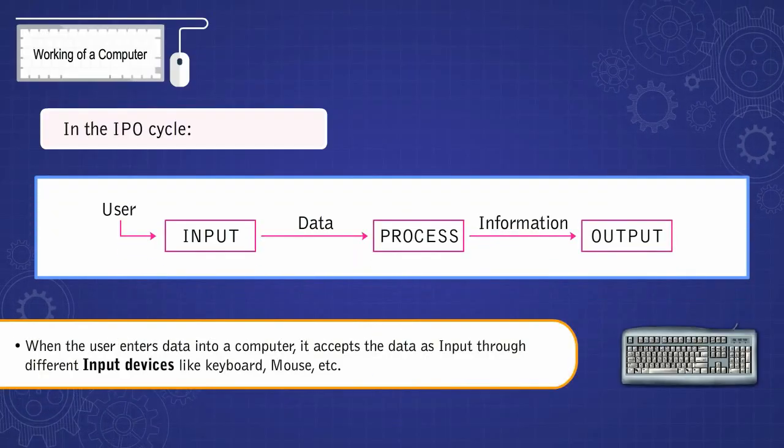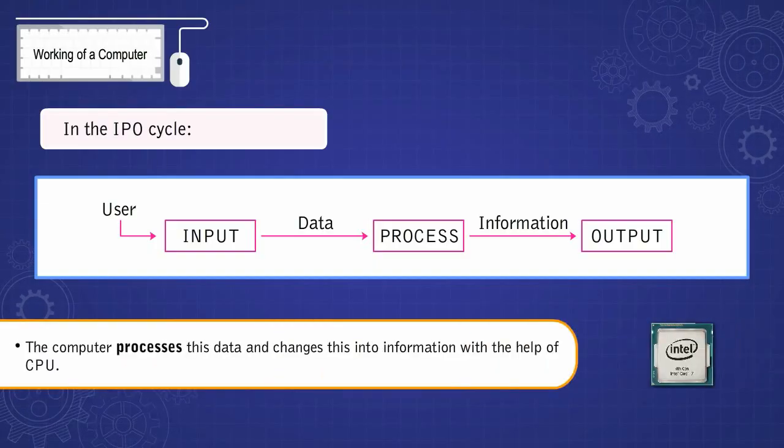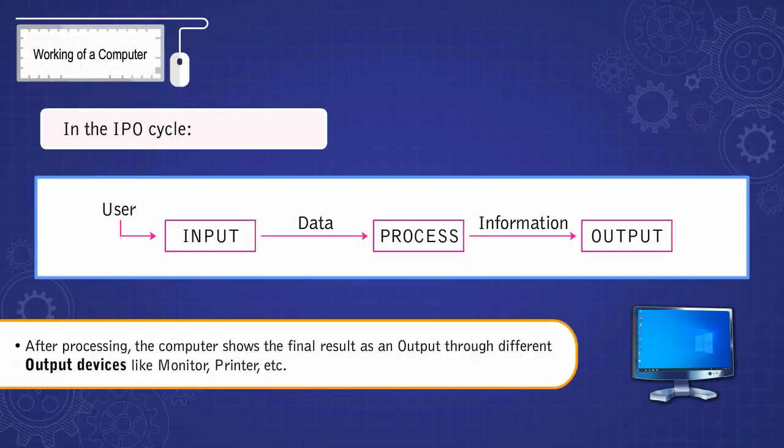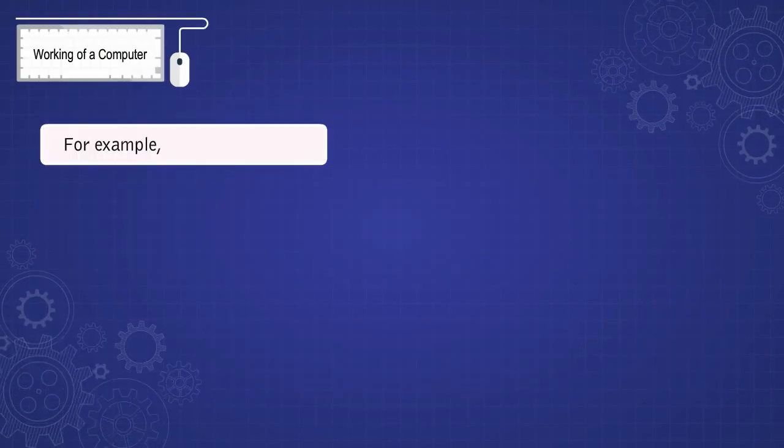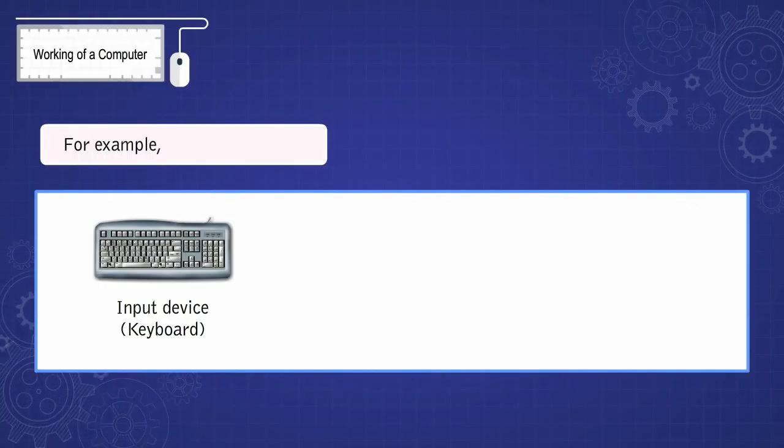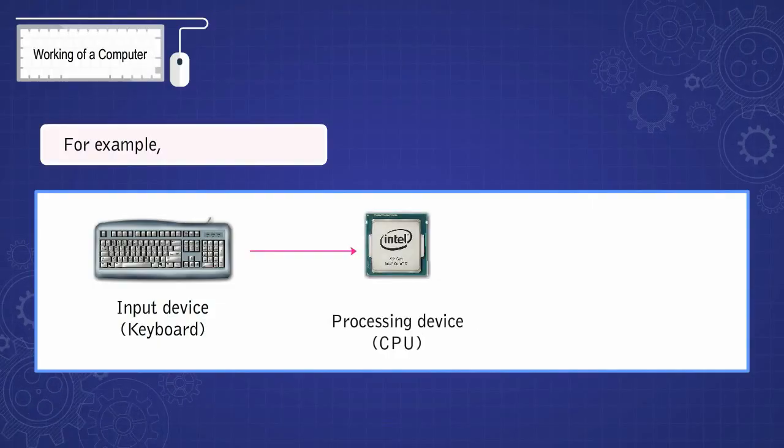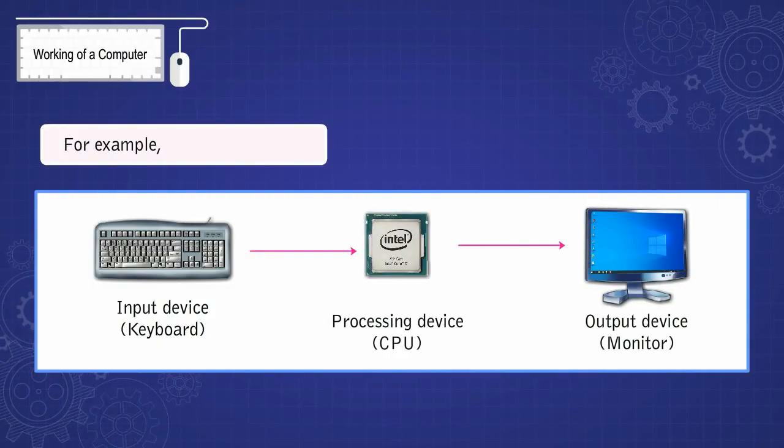When the user enters data into a computer, it accepts the data as input through different input devices like keyboard, mouse, etc. The computer processes this data and changes this into information with the help of CPU. After processing, the computer shows the final result as an output through different output devices like monitor, printer, etc. For example, input device, keyboard, processing device, CPU, output device, monitor.